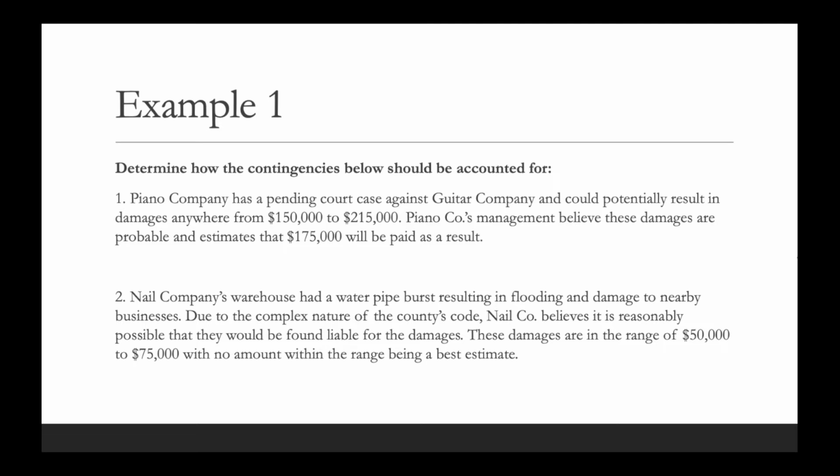a result. So in this case, we're dealing with a loss contingency because Piano Company could potentially be liable for damages. In this case, Piano Company's management also believes these damages are probable. So that's management's measurement of the contingency, and estimates that $175,000 will be paid as a result. Therefore, that's management's best guess.